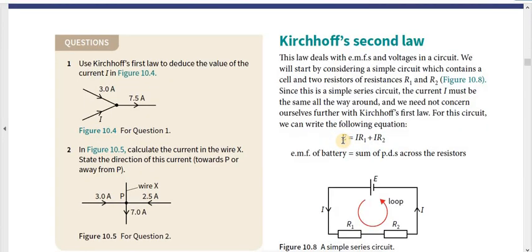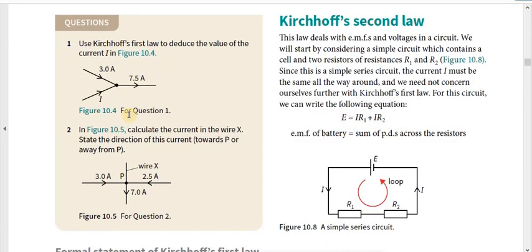Okay, then let's look at Kirchhoff's second law. There are some questions here where you have to use Kirchhoff's first law. Again, this is very simple. The total current entering this point should be equal to the total current leaving this same point. That is Kirchhoff's first law. So the current here should be 7.5 minus 3. That will be the value here. Okay, 4.5.